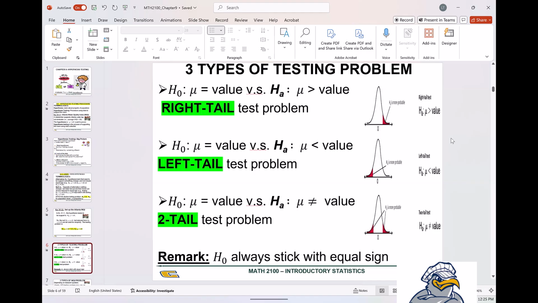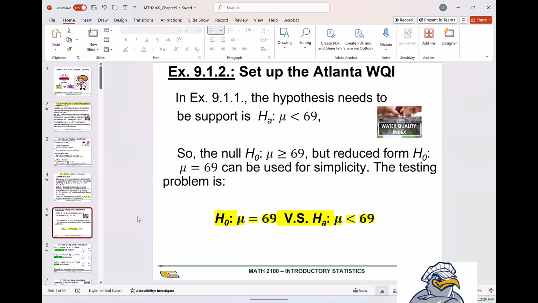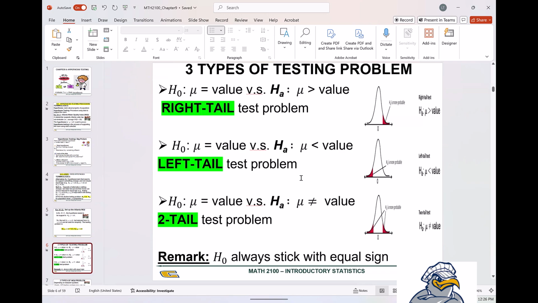And then we have a left tail test problem, in which you are testing mu less than 69, so less than a value versus mu equal to that value. Which is exactly the testing problem we just looked at from the Atlanta Water Quality Index. The reason for the name left tail is the same, okay? When you calculate the statistic and it belongs to the extreme left, less than a cutoff value, here we have the red region. So as long as your test statistic belongs to the red region, then you have the confidence to support HA. We call this the left tail test.